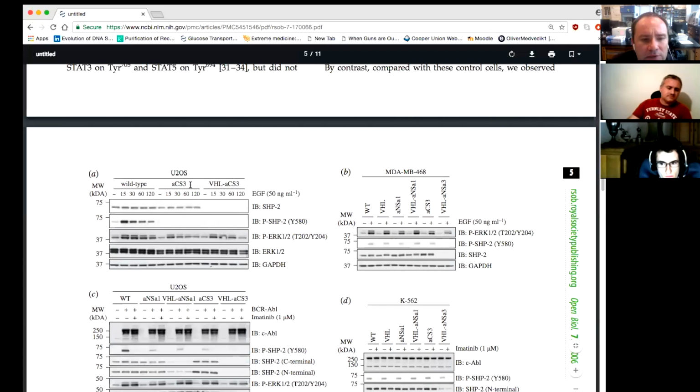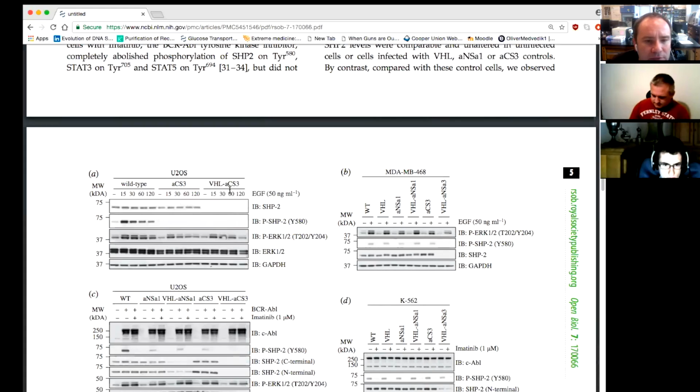When they do ACS3, the SHP2 phosphorylation basically goes away. And it could be that ACS3 is just blocking SHP2, right? Because SHP2 is here, but the phosphorylated variant isn't. So it might be just, as a monobody, blocking phosphorylation. And VHL ACS3 degrades SHP2. Obviously, you don't see phosphorylation of SHP2 anymore because it's gone.